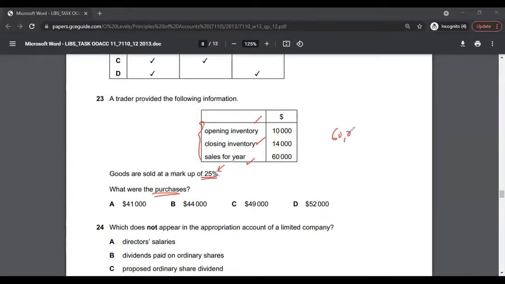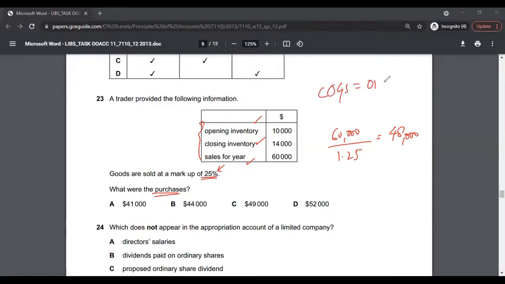So this 60,000 includes the markup. I can find my cost of goods sold by dividing this number by 1.25. 60,000 over 1.25, that's 48,000. Now I just need to use this formula to calculate the purchases.